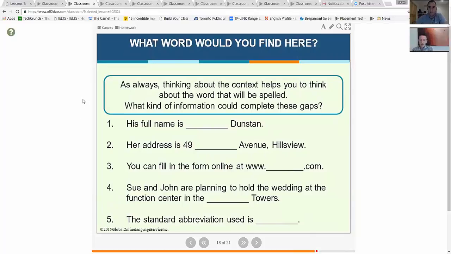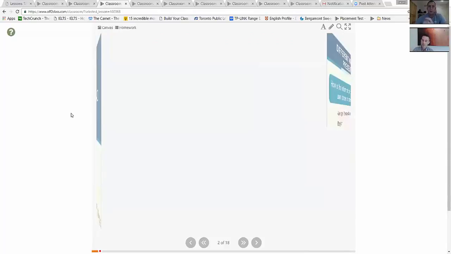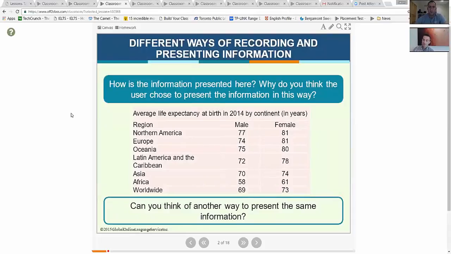As we go into lesson 2 with the student, these are the types of questions that will always appear. There will be either a flowchart, students will have to complete some form of notes, tables, summaries, and forms. Now, all of these are just different expressions to record information. And students like us will come across these forms of information every day of our lives, but it's not often that we have to listen to somebody speaking to us about them.